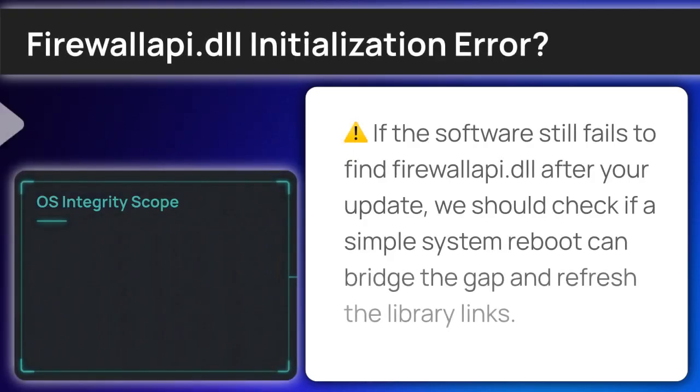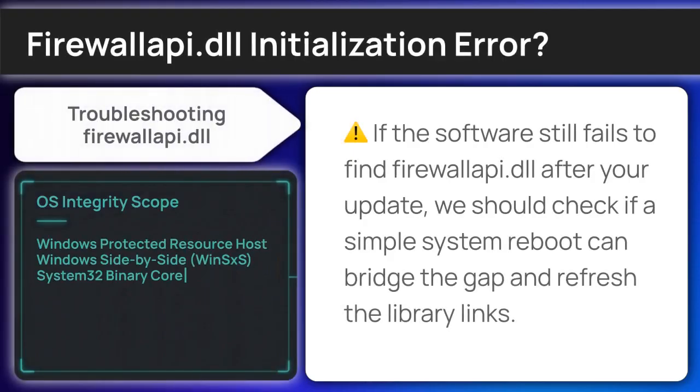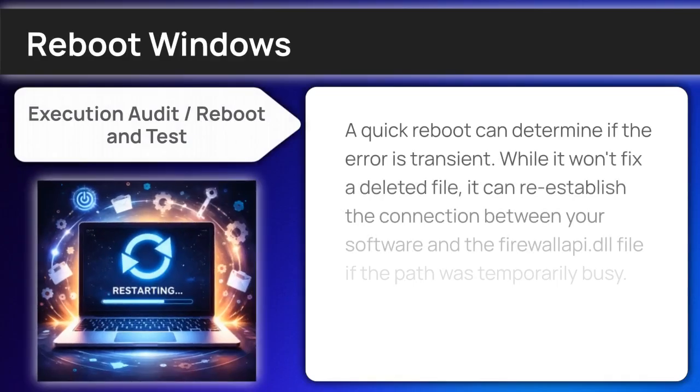When the primary installation path fails, a more surgical approach to checking your system's environmental variables is required. A standard restart allows the Windows bootloader to rescan your system directories and potentially recognize an unregistered Windows Firewall API component.